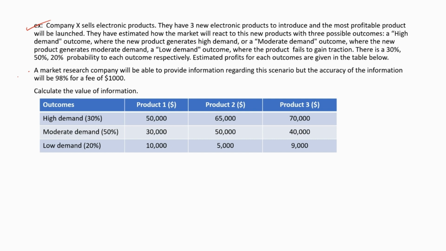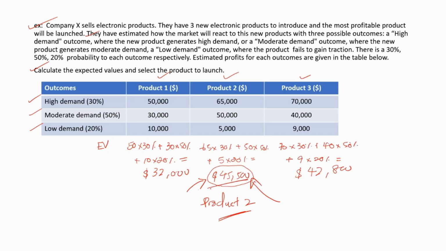This is the same example as before, but there are two changes. A market research company will be able to provide information regarding this scenario, but the accuracy of the information will be 98%, which means now the information is not perfect. It is only 98% accurate, and the fee is $1,000. Now we have to calculate the value of information. Since this is the same example as before, expected value without information is equal to $45,500, which is this value.